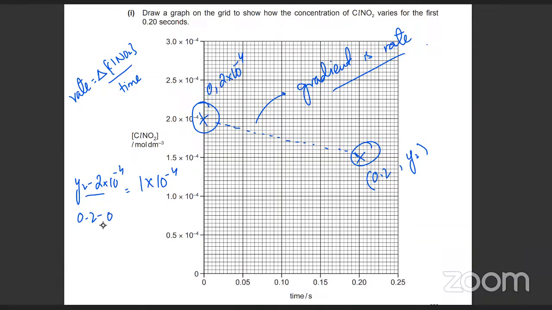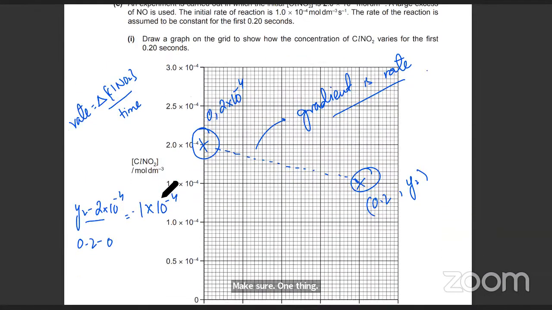Sorry, make sure of one thing. It's a negative gradient. I mean, the concentration will decrease, right? So it's a negative gradient. Now find out what the rate is. It's 1.8 into 10 power minus 4.